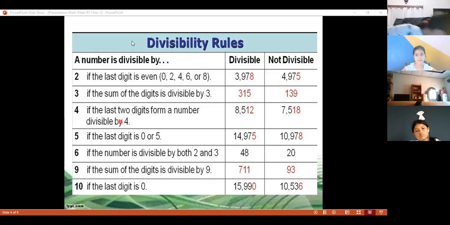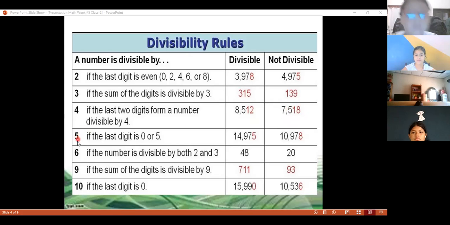What happens with number 4? When is a number divisible by 4? If the last 2 digits form a number divisible by 4, like this, 8,512. You see, the last 2 digits are 12. 12 is in the table of 4, right? So it's divisible by 4. But 7,518, the last digits are 18. 18 is not in the table of 4.